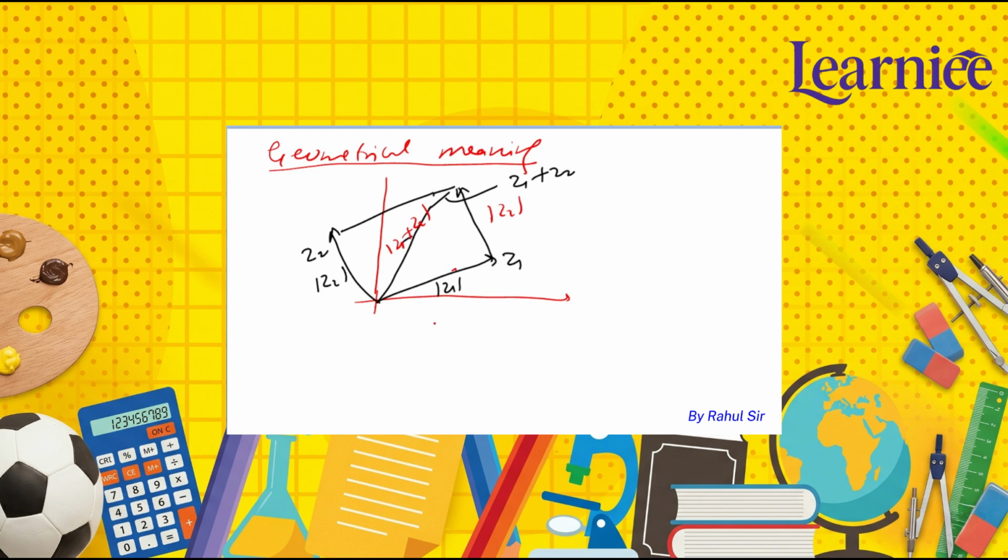See, z1 plus z2 is nothing but the diagonal of the parallelogram. We discussed in the previous lecture, when we talked about addition, that this is the diagonal of the parallelogram formed by z1 and z2. So these are the things we have discussed.